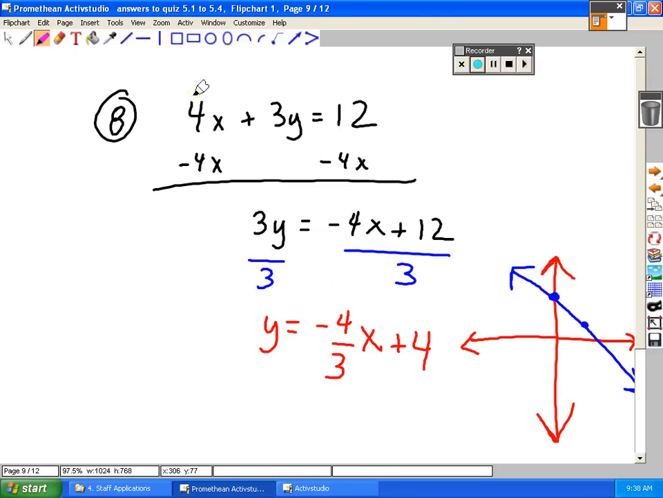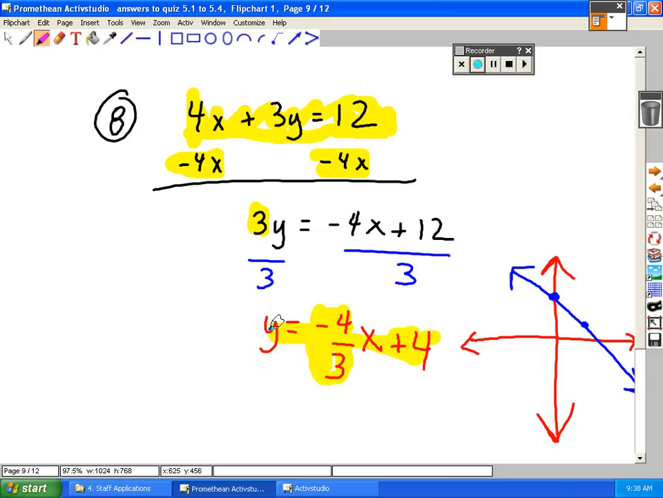Number 8, it gives us an equation. This equation is not in slope-intercept form, so you can't really graph it from this equation. So you want to change it to slope-intercept form, which is y equals mx plus b. To solve for y, I moved away the x's by subtracting 4x on both sides. I'm left with 3y equals -4x plus 12. And to get rid of this 3, I'm going to divide both sides by 3. And -4 divided by 3 is just -4/3, which is the slope, the coefficient in front of x. And 12 divided by 3 is +4.